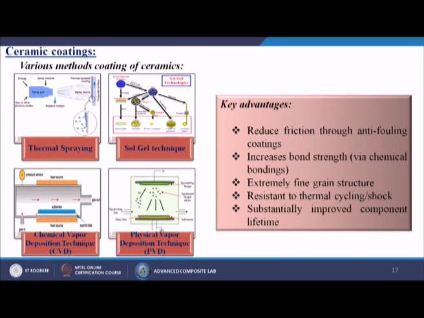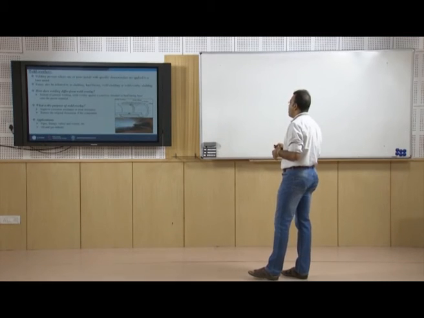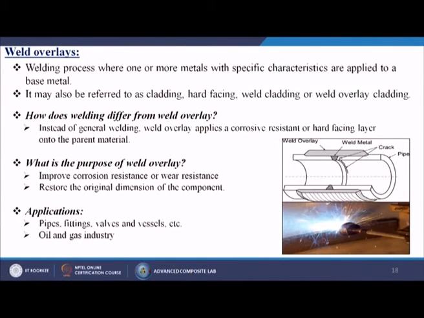Then weld overlays, a welding process where one or more metals with specific characteristics are applied to a base metal. It may also be referred to as cladding, hard facing, weld cladding, or weld overlay cladding. How does welding differ from weld overlay? Instead of general welding, weld overlay applies a corrosion resistant or hard facing layer onto the parent material.